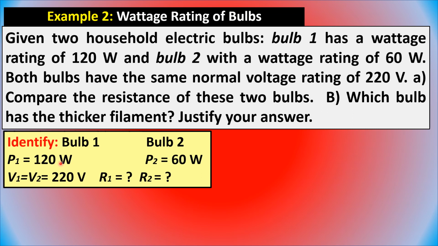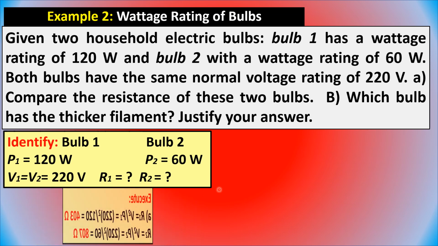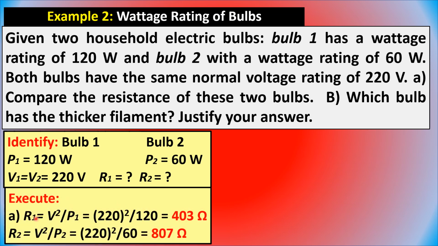There is a formula that goes like this. To find the resistance R, all you have to do is divide the square of the voltage by the given power. So for R1, that's equal to V squared over power P1. Substituting, we have 220 volts, square that, and then divide this by 120 watts. The result is a resistance R1 of 403 ohms.